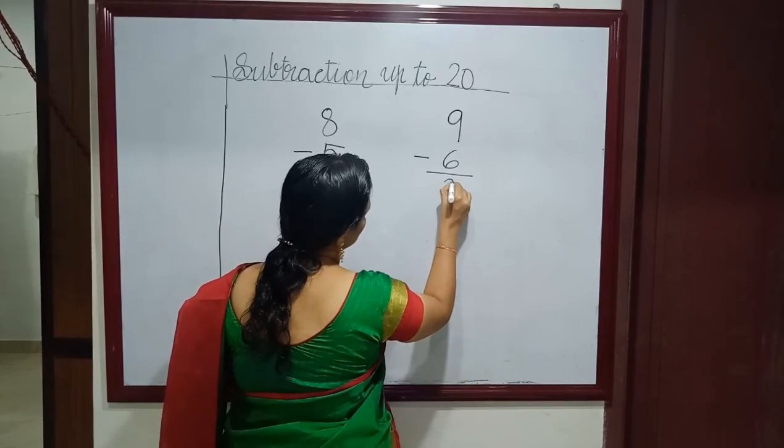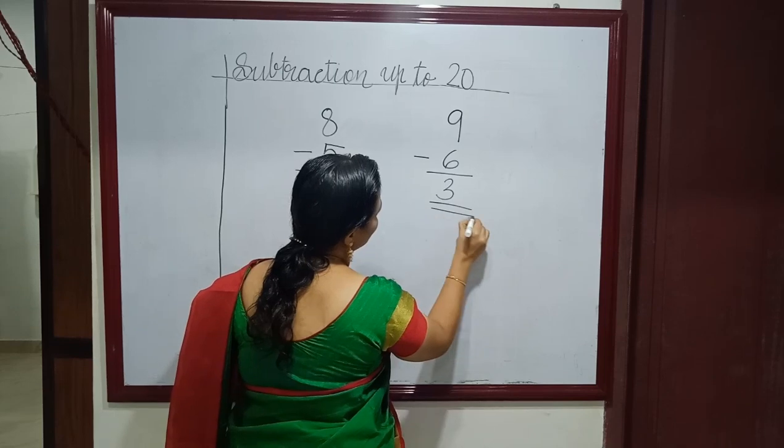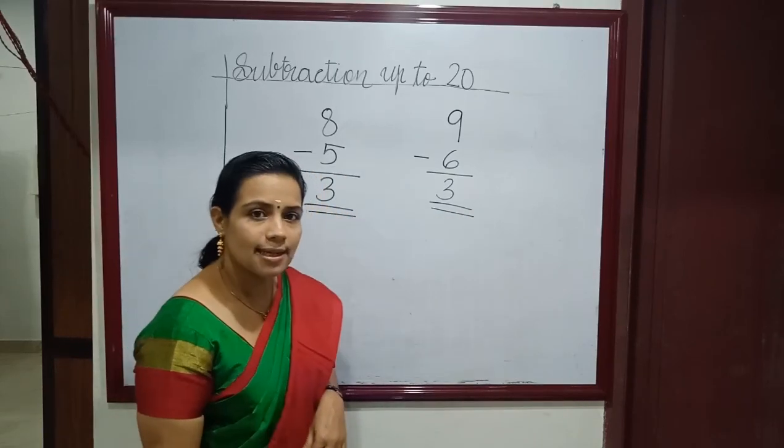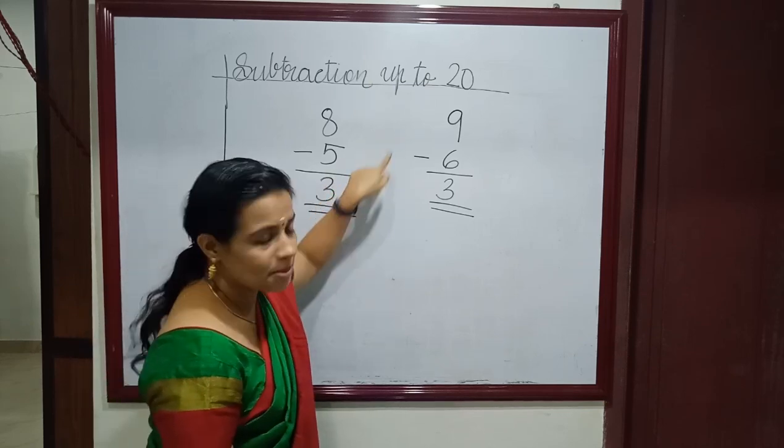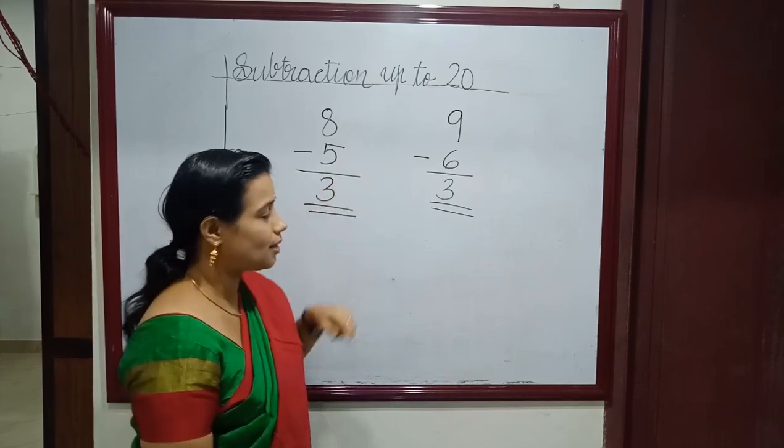9 minus 6 is equal to 3. 8 minus 5 is equal to 3. 9 minus 6 is equal to 3. One more.